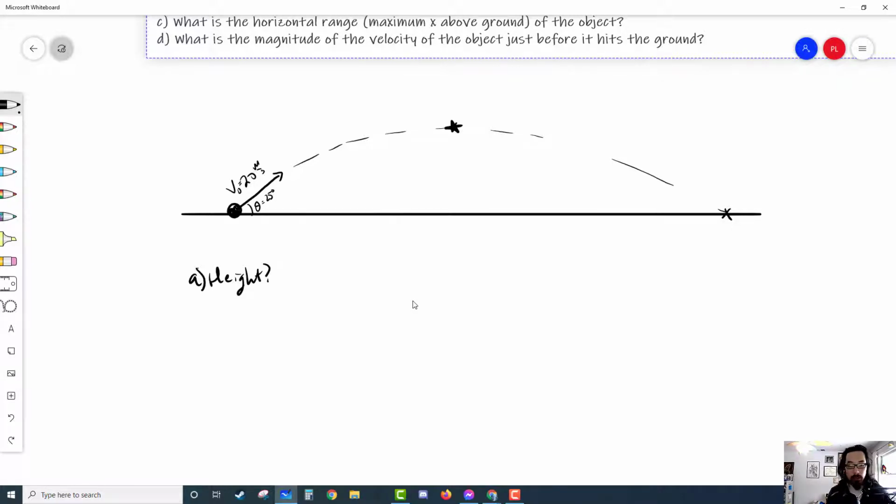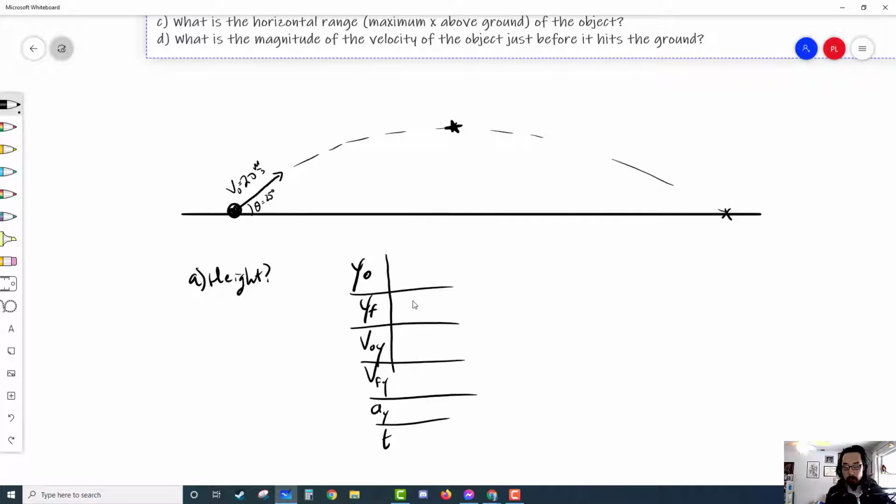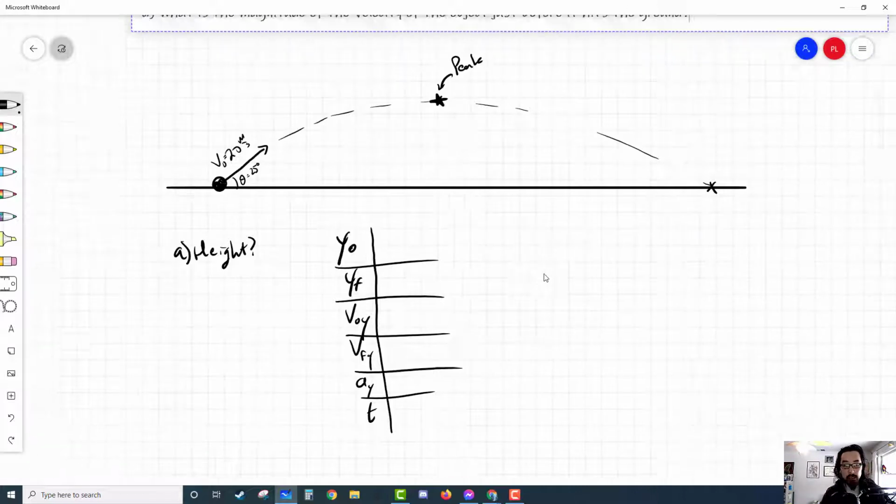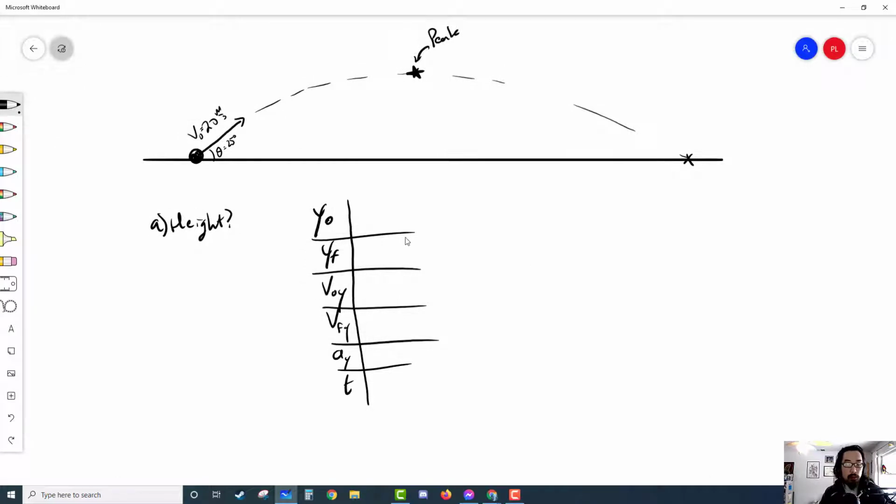So I'm going to create my kinematics table. Instead of saying X0, I'm going to say Y0 because we are along the y-axis. So V initial Y, V final Y, A sub Y, and time. Now, once again, hopefully you drew the diagram, and we're going to say here that's the peak. Because whenever there's something I need to remember from the picture, seeing the picture really helps.